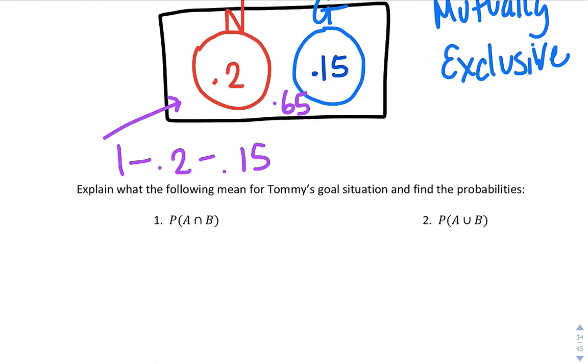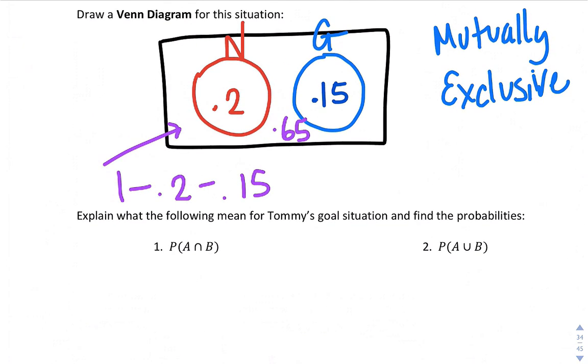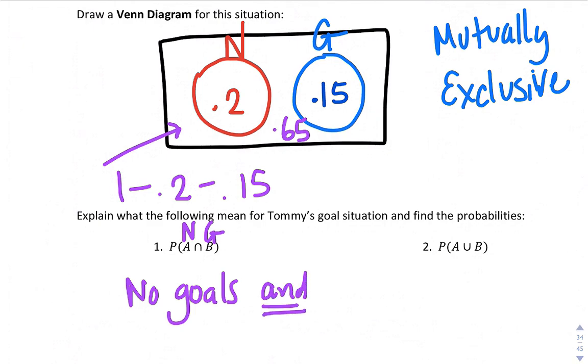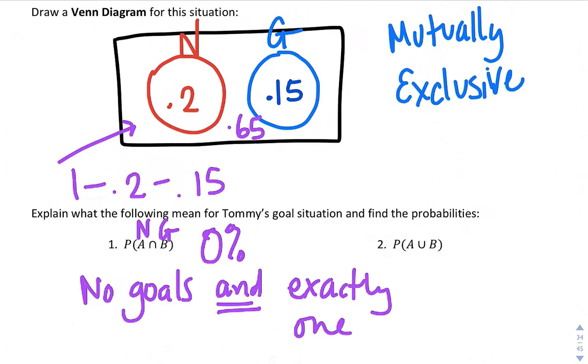Explain what the following mean for Tommy's goal situation and find the probabilities. The probability of A and B, so we're going to say this is N and G. The probability that he scores no goals and exactly 1 goal would be 0%. How about the next one?